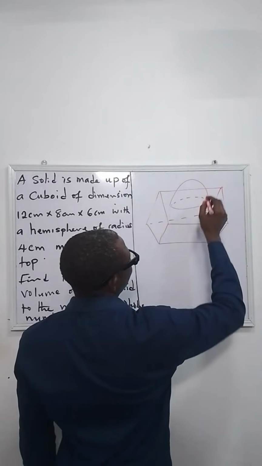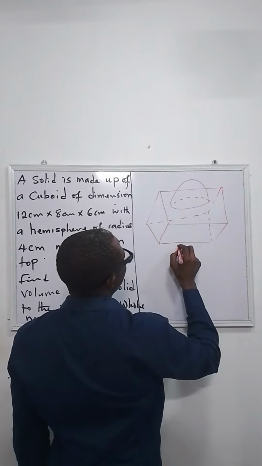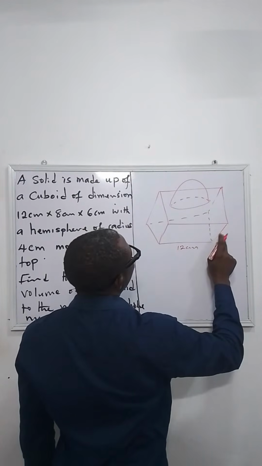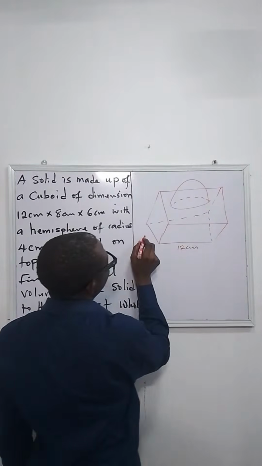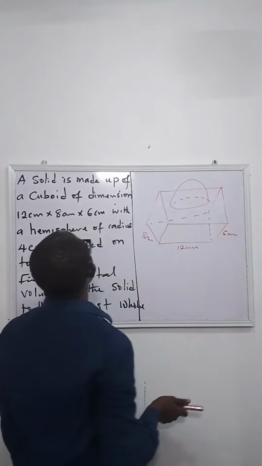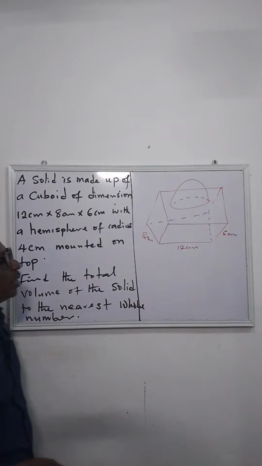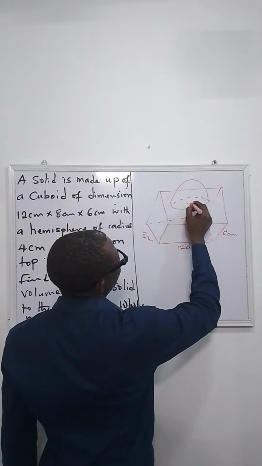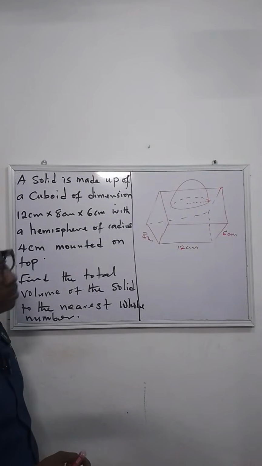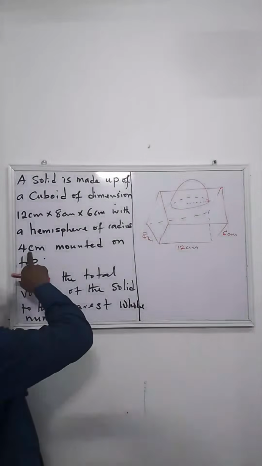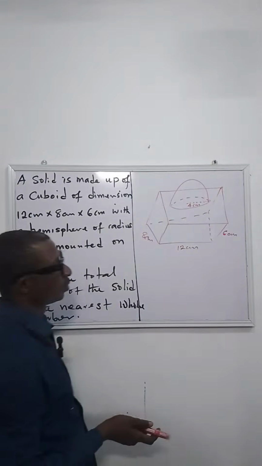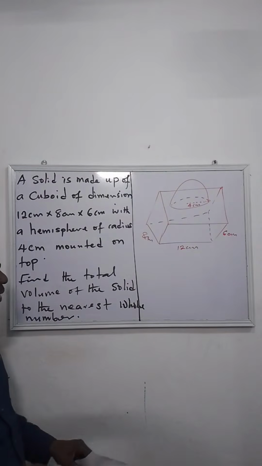So we have here, this is 12 centimeter. We have 8. Okay, so this is 8 centimeter, and here is 6 centimeter. All right. So that's what we have. Now the radius of the cross-sectional area of the hemisphere has been given. That is what? 4 centimeters. So let's put it there. 4 centimeters. Okay. So now can we do it one after the other?